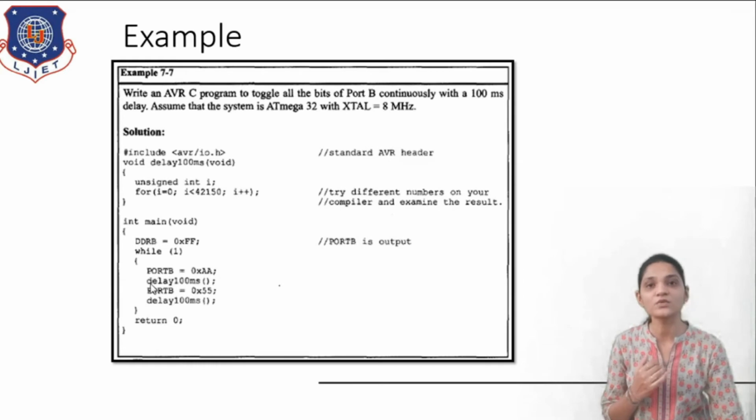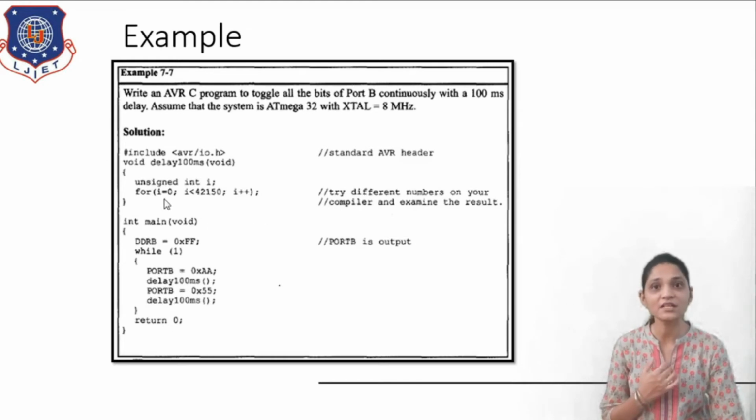Okay, so first we use PORTB equals 0xAA, then we call the delay function, delay 100 milliseconds, and then we toggle the bits by using PORTB equals 0x55, and then call the delay another time and then return. So this is your main function in the main program, in which you are calling this void delay function. In this way we can create the delay, but this delay will depend upon your compiler and how much time it requires to compile.